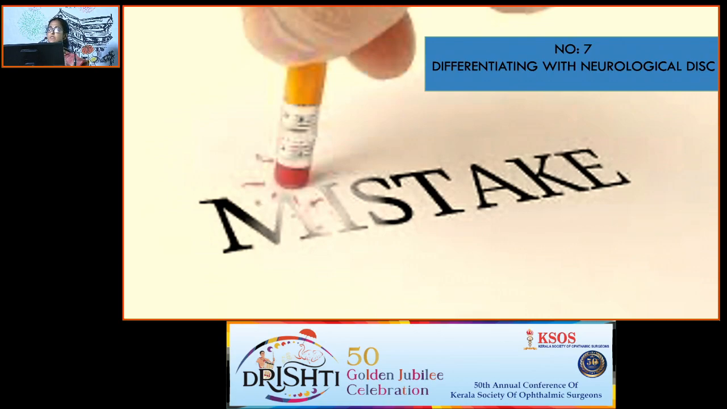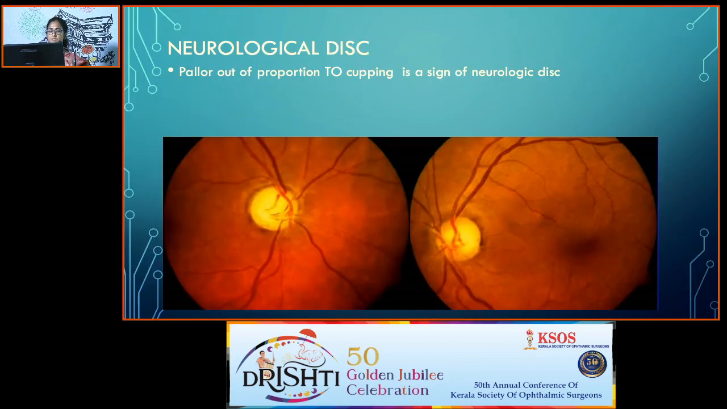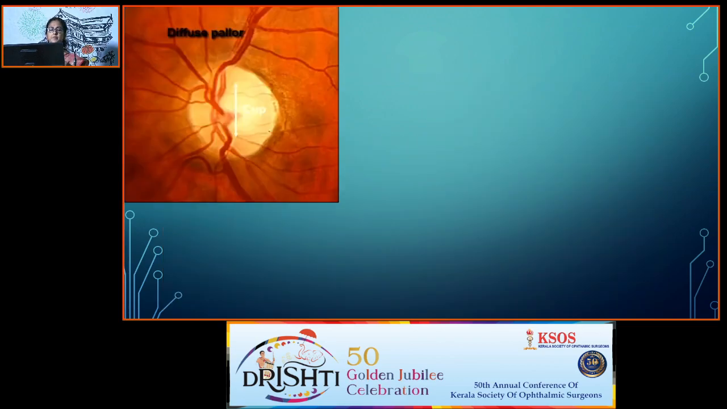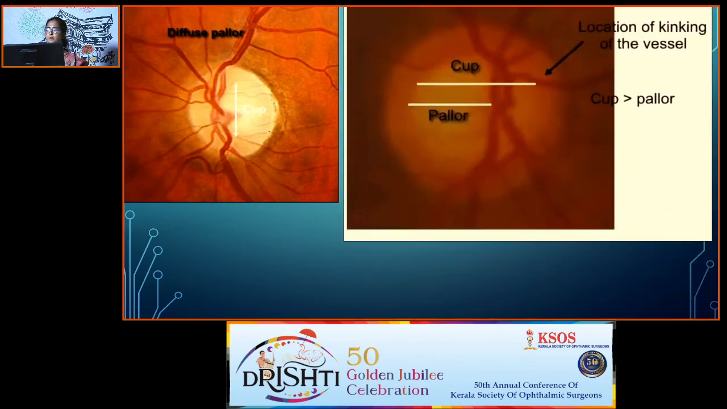Mistake number 7, differentiating with a neurological disc. What is this disc? It's very obvious. Neurological disc. Pallor out of proportion to cupping. That's a sign of neurological disc. So you can see the field also, you can correlate that it respects the vertical meridian. But what about this cup? There is a diffuse pallor, but here the cup is more. It's more of a glaucomatous cup.